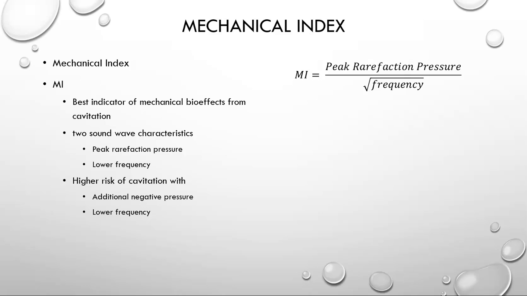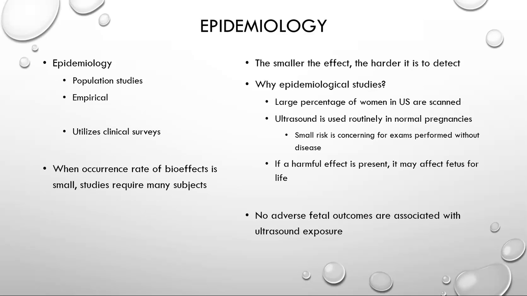Let's talk about epidemiology. Epidemiology, or population studies, can be empirical. They often utilize clinical surveys. When the occurrence rate of a bioeffect is small, it's going to require many subjects in order to find the bioeffect causing the problem. The smaller the effect, the harder it is to detect.